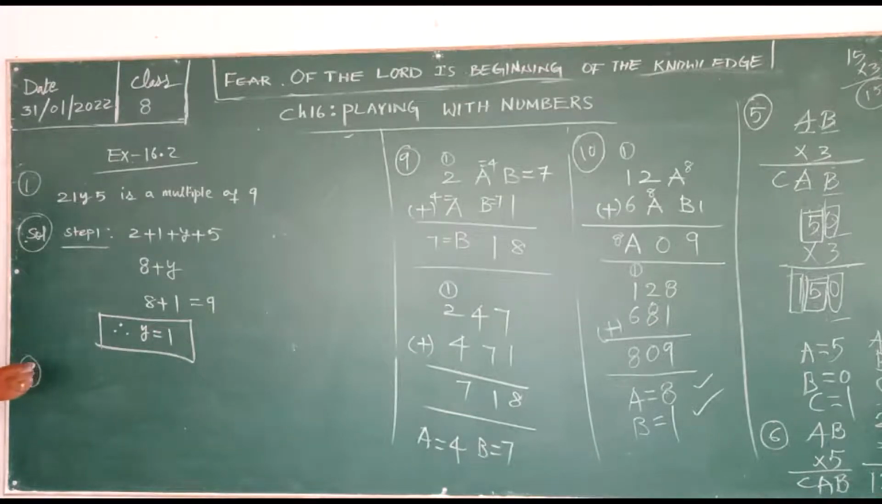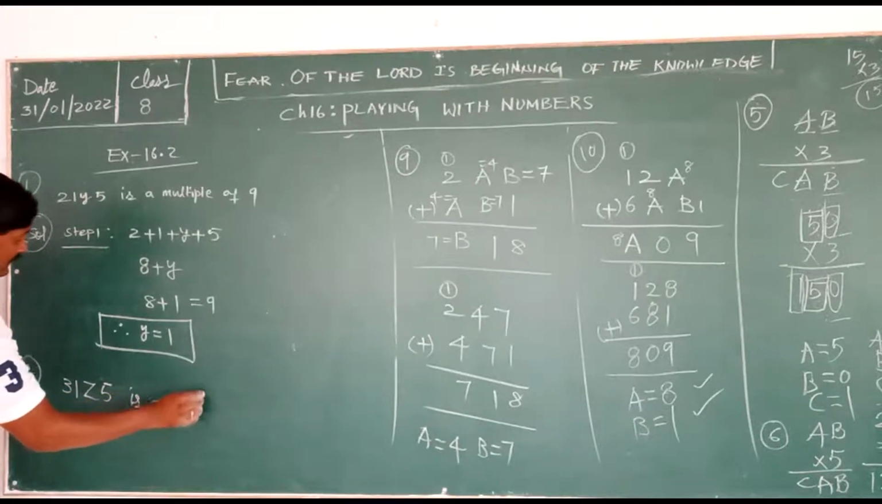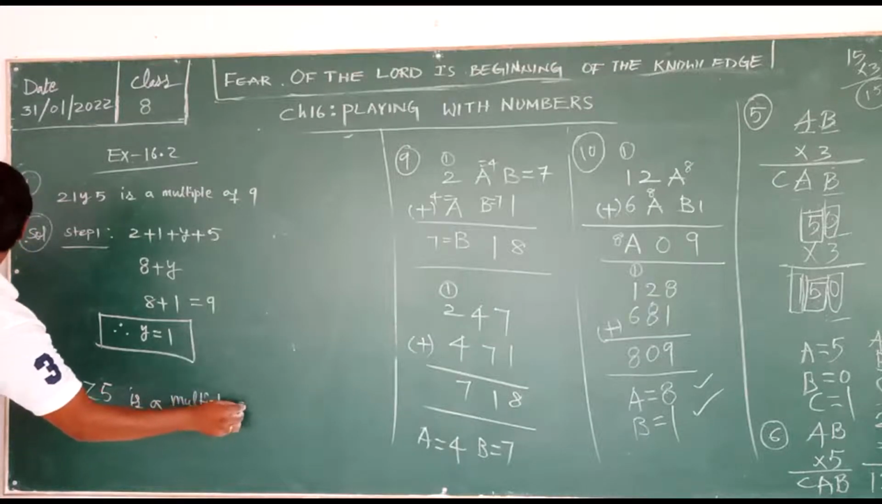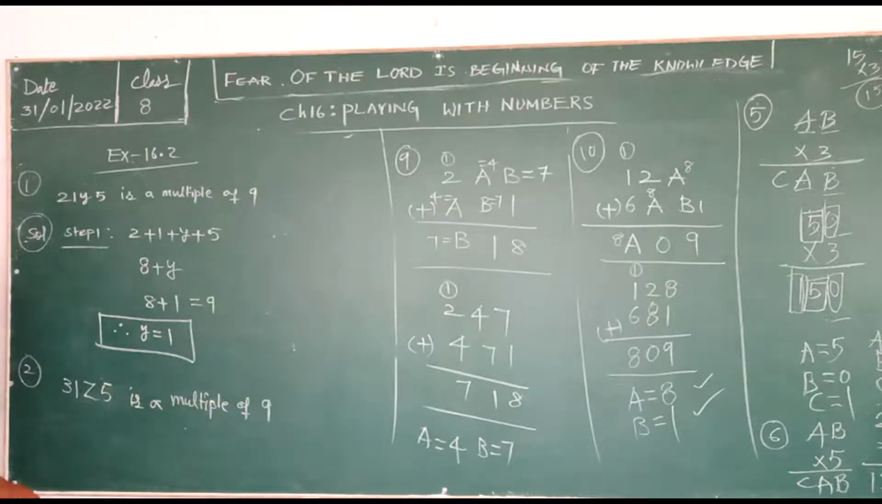Next, second question. If 3 1 z 5 is a multiple of 9, where z is a digit, find the value of z. Okay, same kind of question. Check here. What is my step number 1? Add 3 plus 1 plus z plus 5. What are you going to get now when you add this?